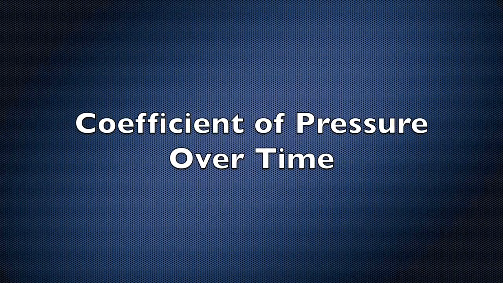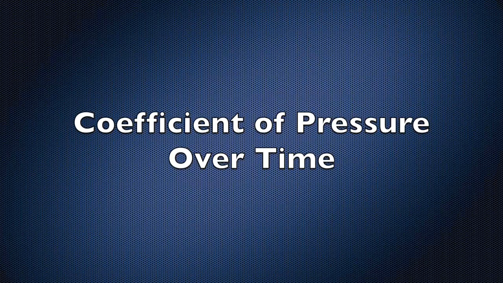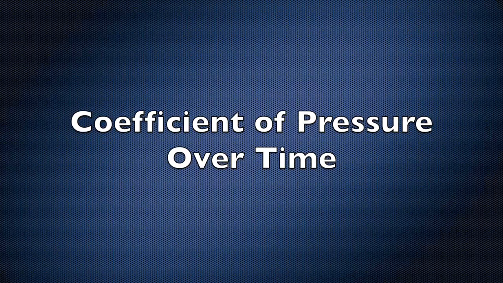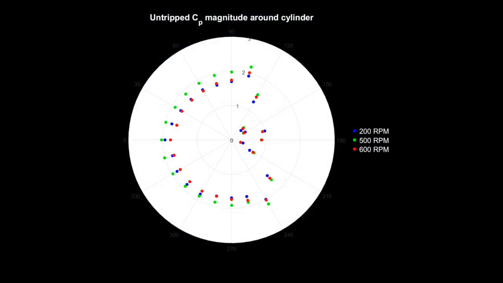Next, we simulated the plots over time to get an idea of the coefficient of pressure variation with the actual test. For each RPM, the magnitude coefficient of pressure on the back of the cylinder seemed to remain relatively constant and not fluctuate like our group expected. This is most likely due to the vortex shedding happening a small distance behind the cylinder, so the true extent of the coefficient of pressure change was not measured.